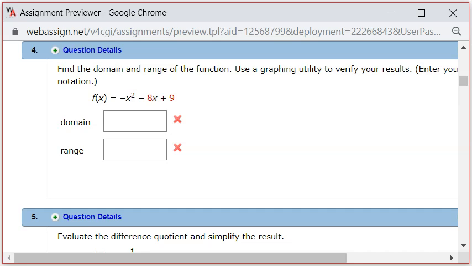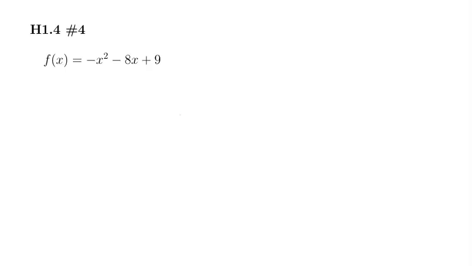All right, let's look at homework 1.4, problem number 4. We have this function f of x is equal to negative x squared minus 8x plus 9, and we want to find its domain and the range. All right, so let's do that. Let's find the domain.